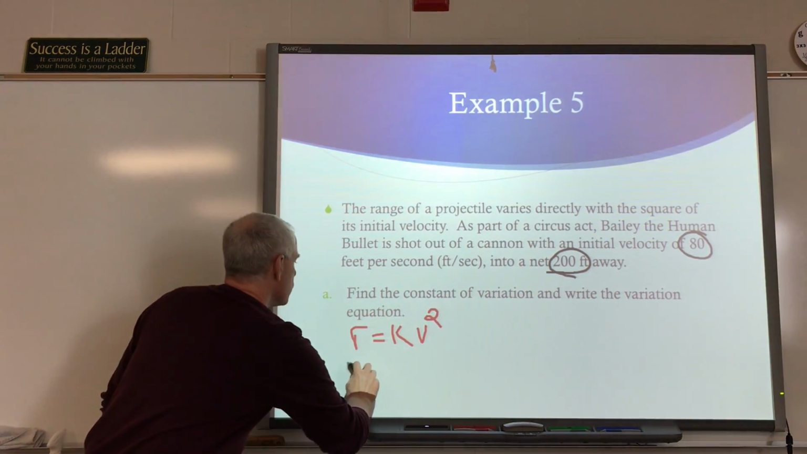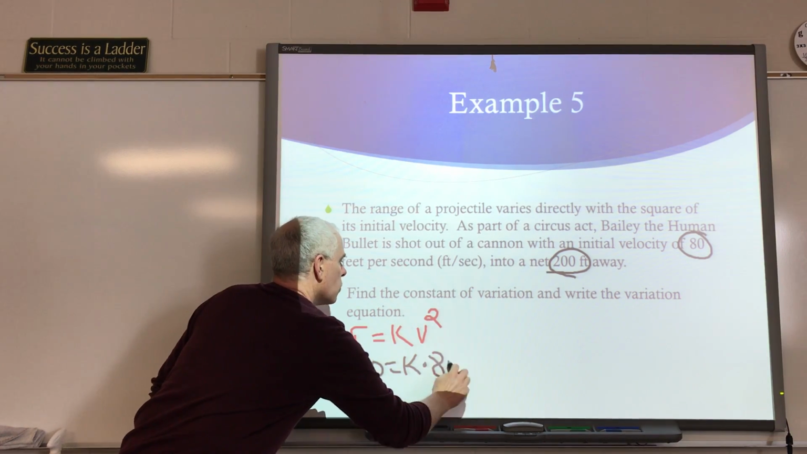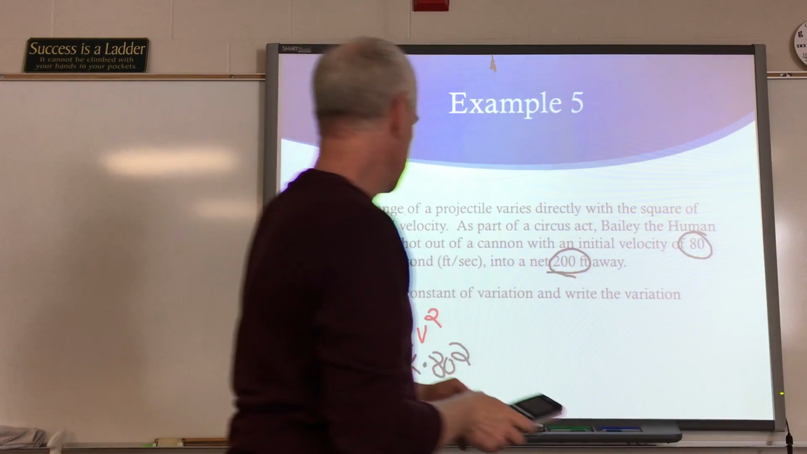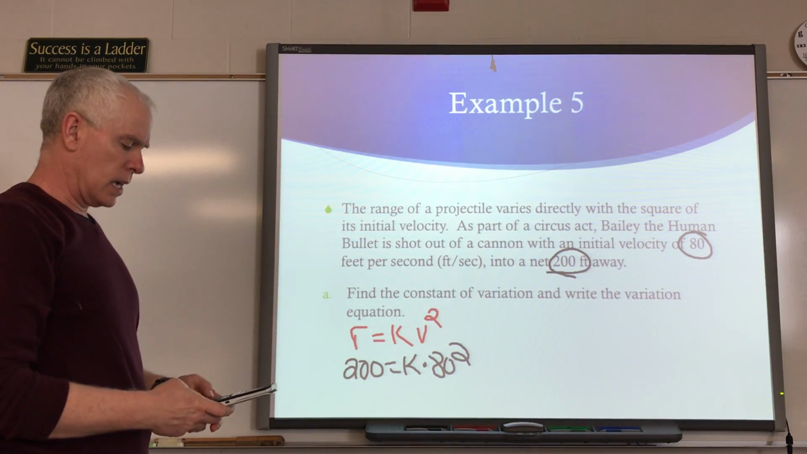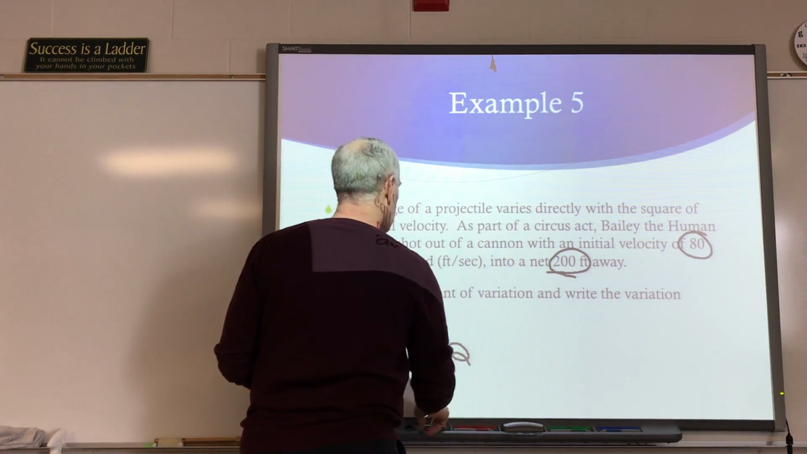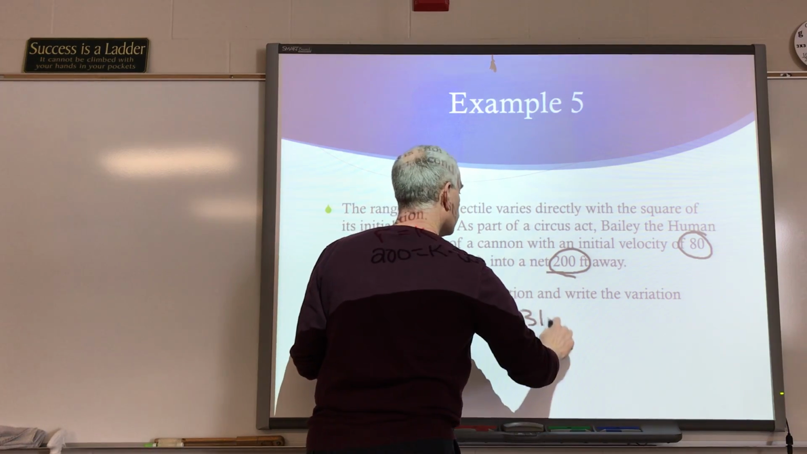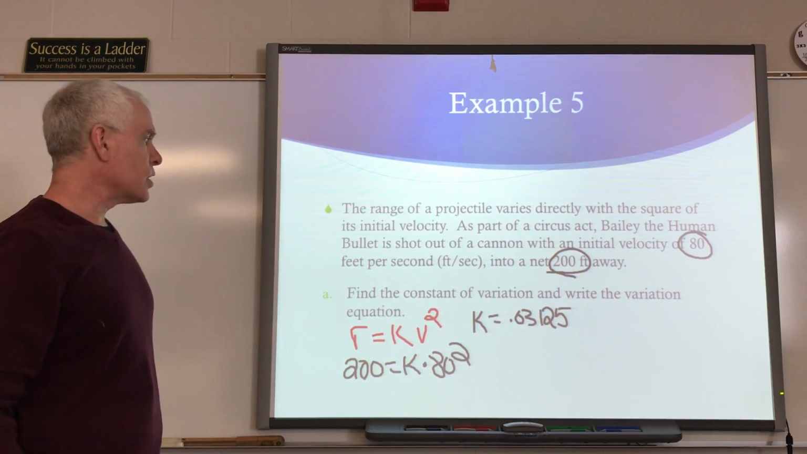So I know the range to be 200, k times 80 squared. So I'm going to grab my calculator and I'm going to take 200 divided by 80 squared to approximate k. That gives me 0.03125 for k.